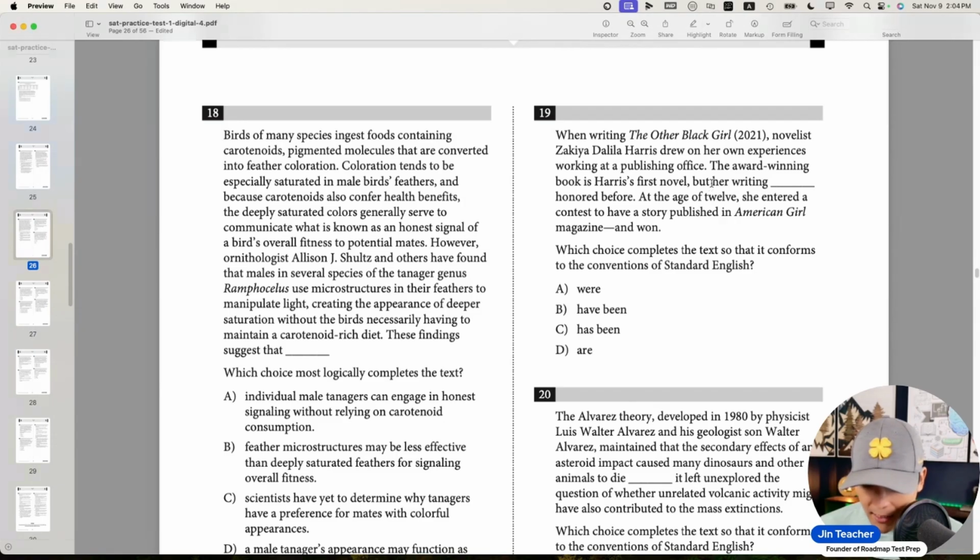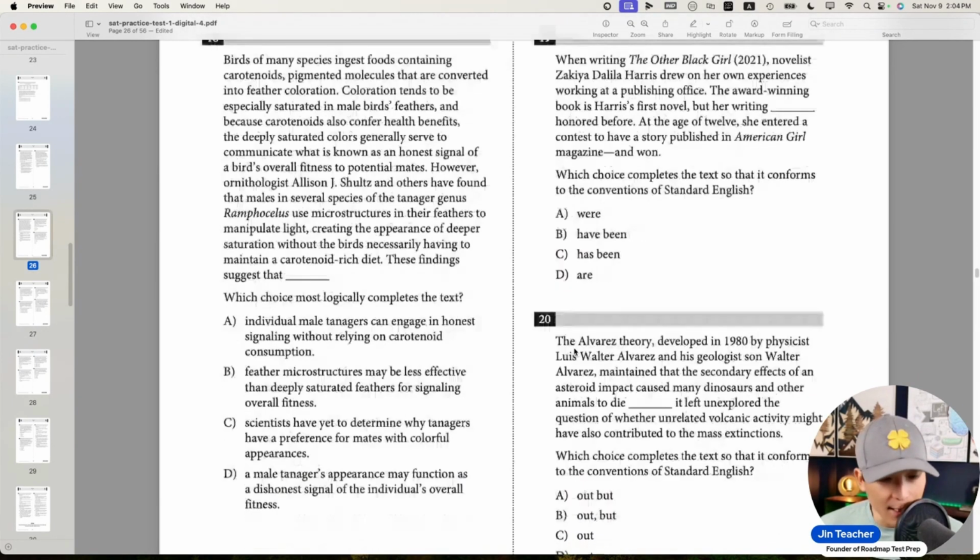Okay, so the subject of this verb is writing, right? Any ing word as a subject is always singular, always singular. So I know that C is going to be my correct answer here for this question, okay? And that's because C is the only singular verb that I have. Were is a plural verb, have is plural, and are is plural, right? So has is the only singular verb here. C is my correct answer.